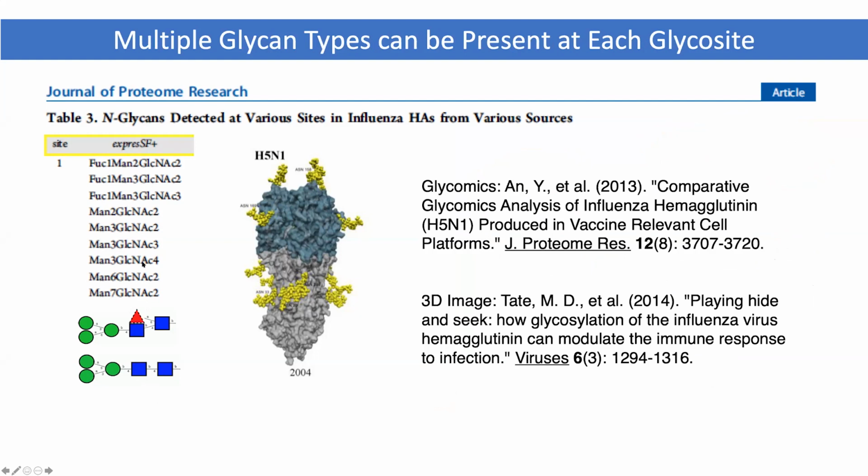That's one thing we have to consider for the modeling. What glycan are we going to put on each site? And the second thing, of course, is that where the glycans are makes a difference.